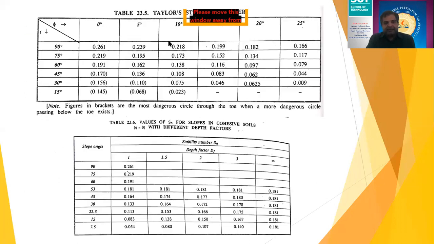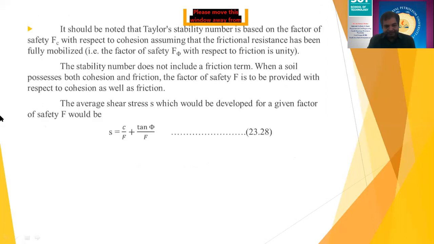So this particular table has been given. You can see for various values of phi starting from 0 to 25 and i is this, and the Taylor stability number Sn has been plotted for all these values. Here also you can see the value of Sn for the cohesive soils. Slope angle is 90 to 7.5. I hope all of this has been considered, and also the depth factor has been considered. That is based upon the critical height of the slope. These values have been calculated, so both the values have been given by Taylor.